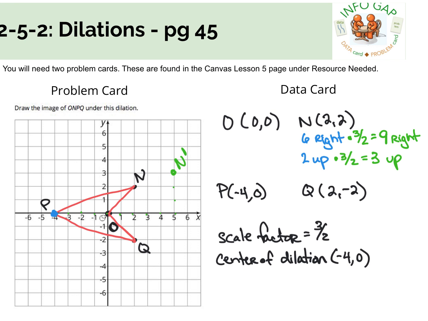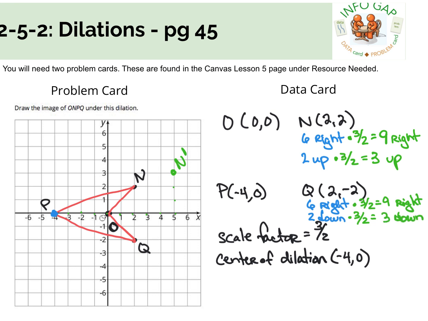Okay, let's try that with Q. So let's go ahead from P to Q. We went 1, 2, 3, 4, 5, 6 to the right. So we went 6 right, and then 2 down. Again, we're going to multiply those. 6 to the right times 3/2 is 9 right. 2 down times 3/2 is 3 down.